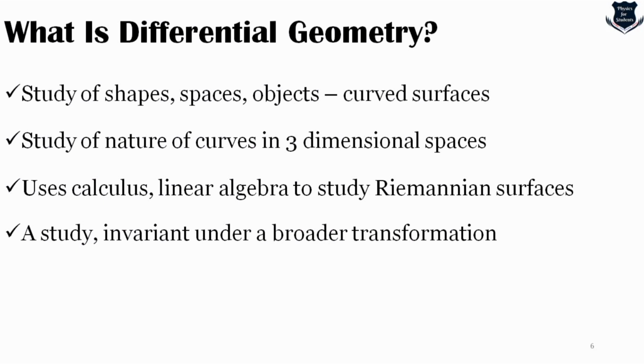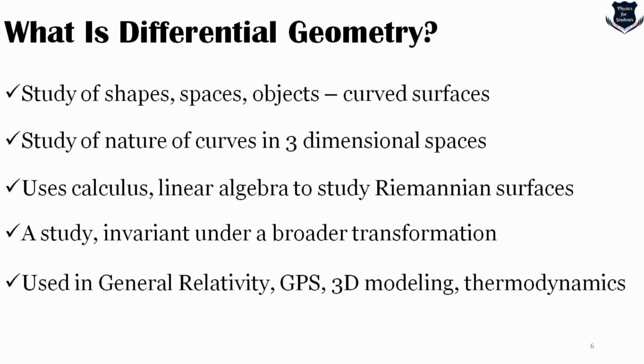Now this is easy. If you have seen my earlier video on differential geometry, the basic idea is to create a kind of invariant transformation, because in general relativity and other areas, once we change the coordinates, if the vectors and the measurement are invariant, it becomes much easier to compute the distance and other calculations. It is used in general relativity, obviously, global positioning satellites, 3D modeling, and thermodynamics. So this is more or less what differential geometry is and how it is used.